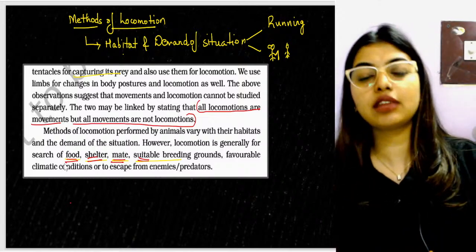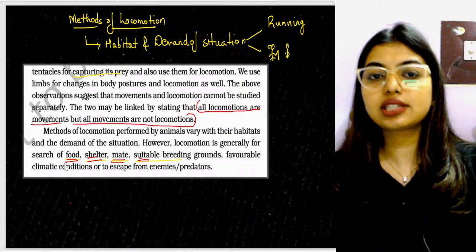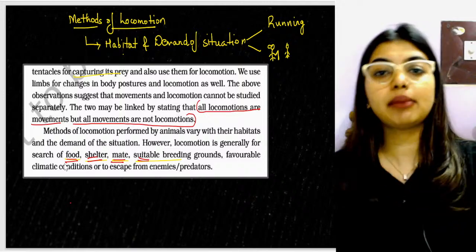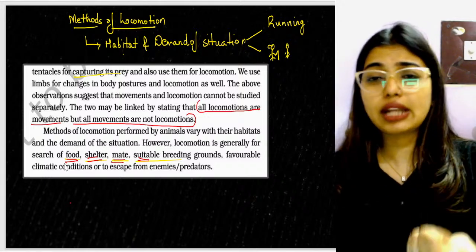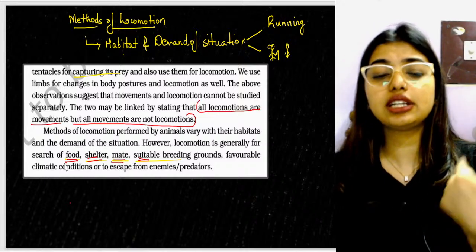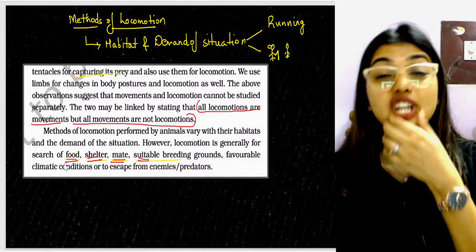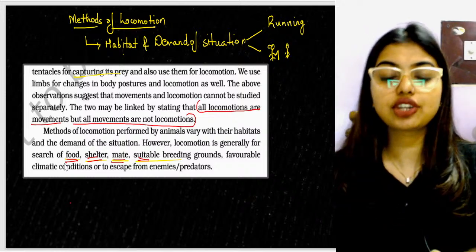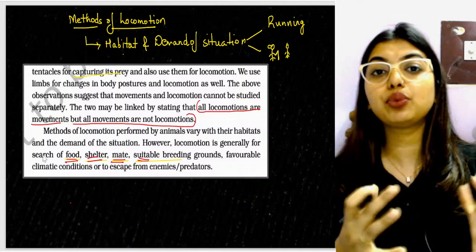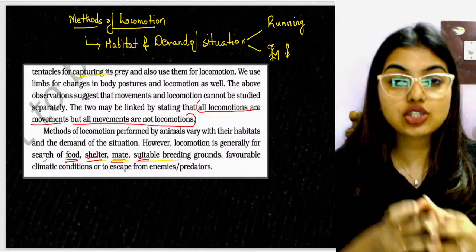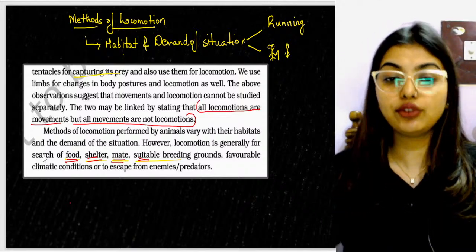Why do people go from one place to another place? People who are staying in Bangalore are migrating to inner cities, or people who are in the inner cities are migrating to Bangalore. Why? For the simple fact of climatic condition, job facilities, employment, and education for their kids. That's why they are migrating. So all this is why we do locomotion, right?